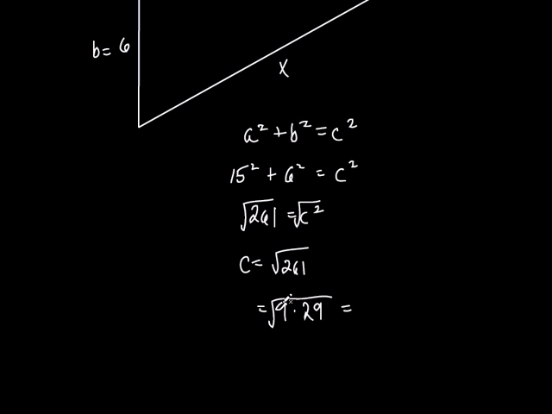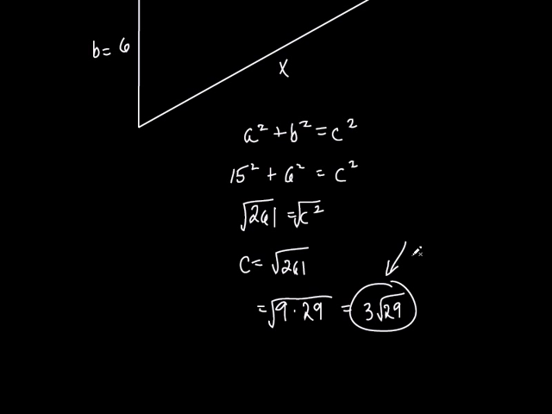Now, if I simplify that, the reason I picked 9 is because I knew I could take the square root of 9 and it comes out to a whole number. So the square root of 9 is 3, and your answer is 3 times the square root of 29. That is in simplest form. And that's how I want you to write your answers.